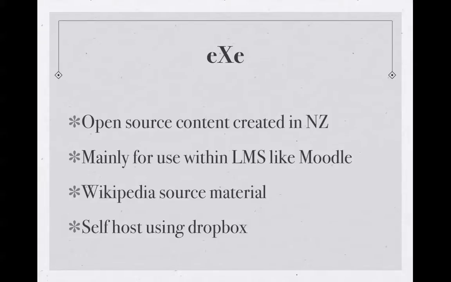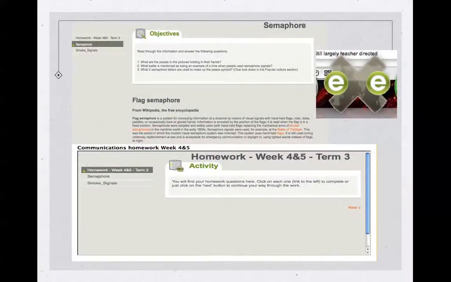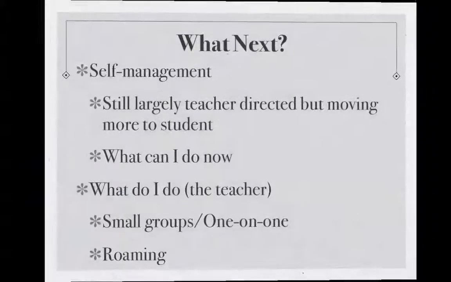exe is open source content. It's created in New Zealand, created to work with something like Moodle, uses Wikipedia for source material, and I self-host this as well. And these are just two little examples. In fact, it's the same thing in a different format. The bottom one is embedded into the wiki, the top one is just the straight file. The thing about pulling in information from Wikipedia is you can edit it, you can take out the stuff you don't want, you can do things like highlight paragraphs or phrases that you want kids to take particular note of.